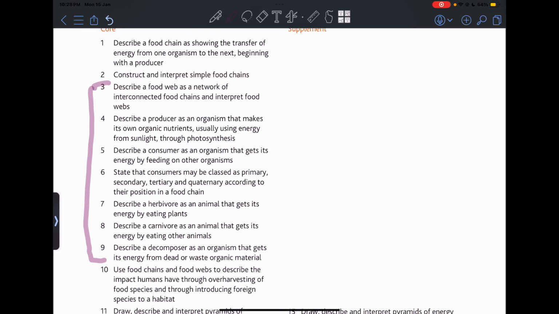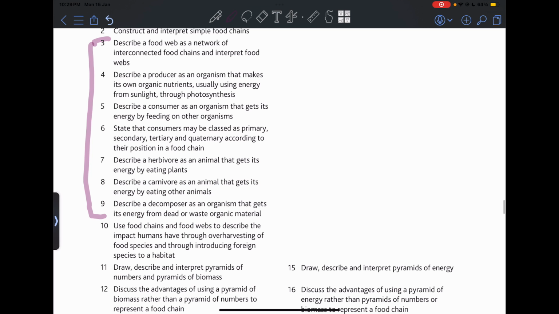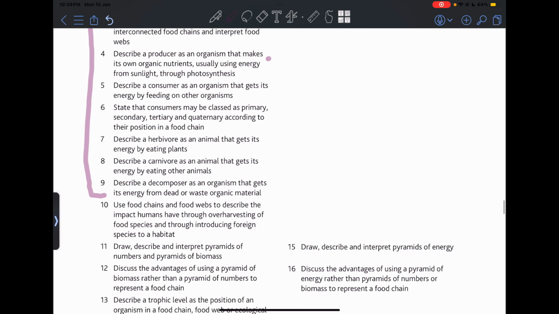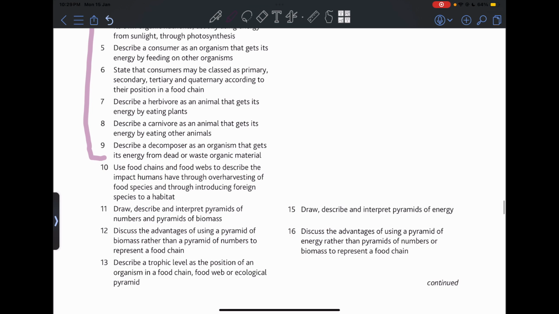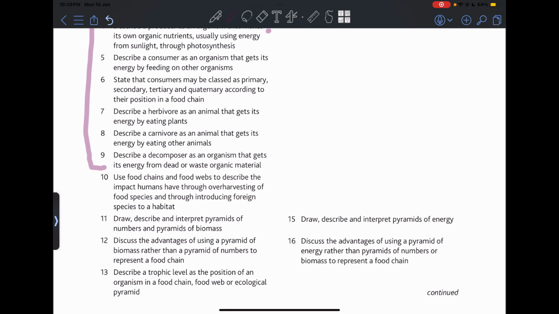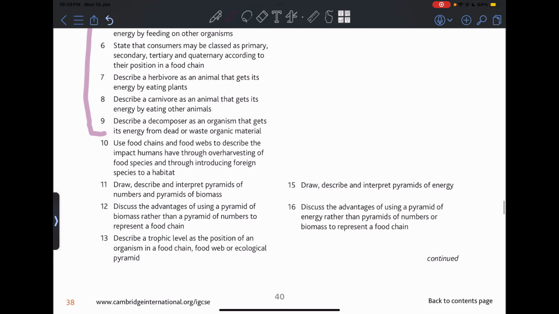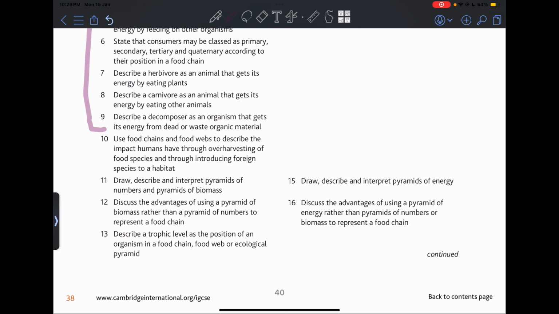Describe a food web as a network of interconnected food chains and interpret food webs. Describe a producer as an organism that makes its own organic nutrients, usually using energy from sunlight through photosynthesis. So as I said, it's always a plant. Describe a consumer as an organism that gets its energy by feeding on other organisms, such as humans or animals. Number 6 says, state that consumers may be classified as primary, secondary, tertiary, quaternary, according to their position in a food chain. So primary is the first one, secondary is the second one, tertiary is the third, quaternary is the fourth one.